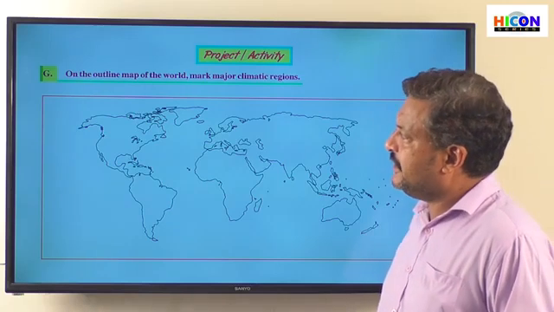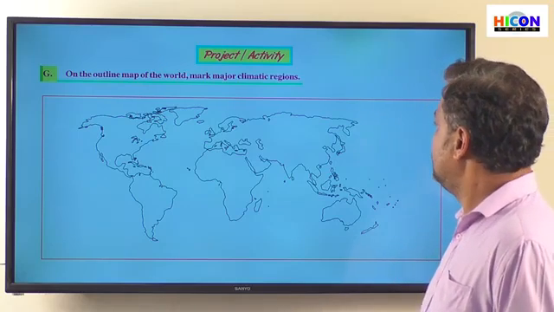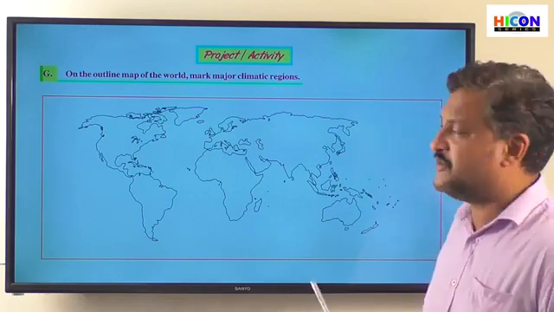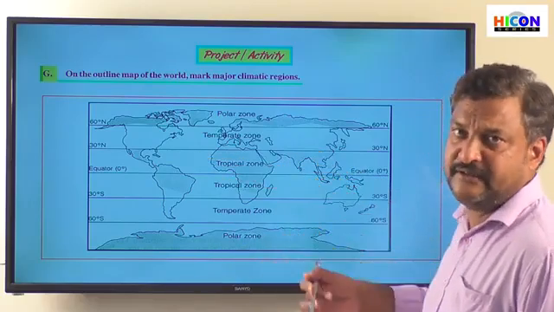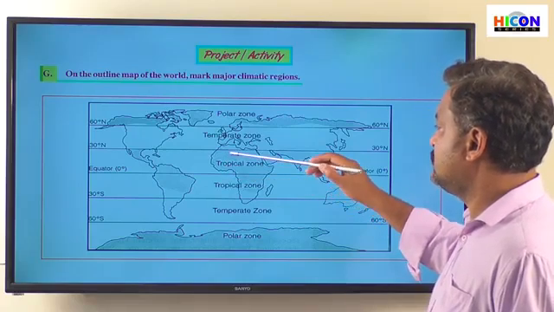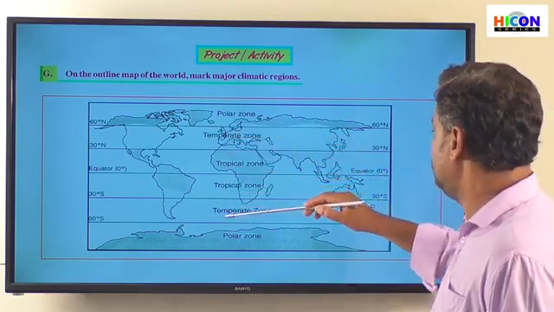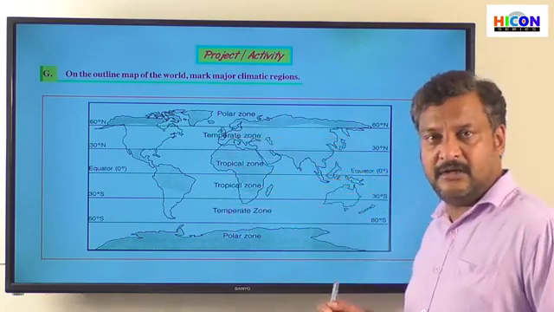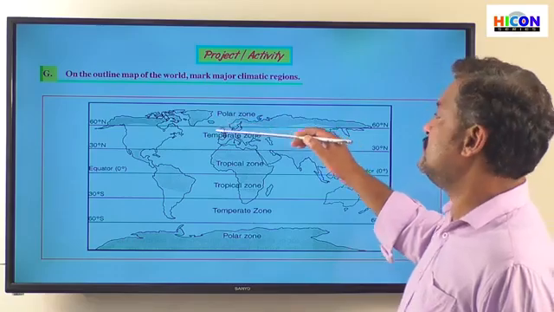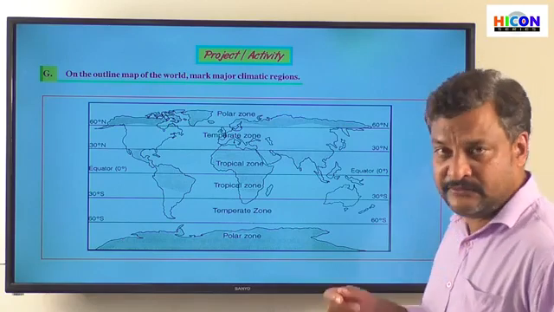So the project and activity: on the outline map of the world, mark major climatic regions. So we have a world map here and we need to mark the major climatic zones in this region. On either side of the equator, we have the tropical zone or the torrid zone. Beyond that, the temperate zone, in between the tropical lines and the polar lines. Then from the polar lines to the poles, north and south, it is a polar zone or the frigid zone or the cold zone.